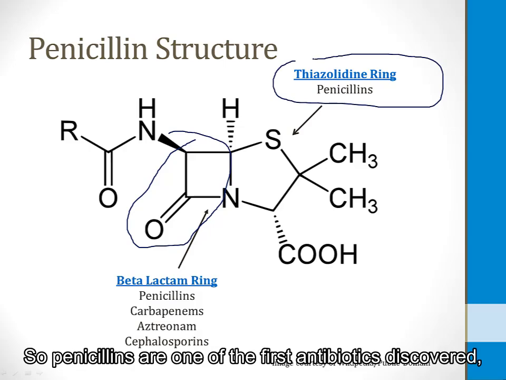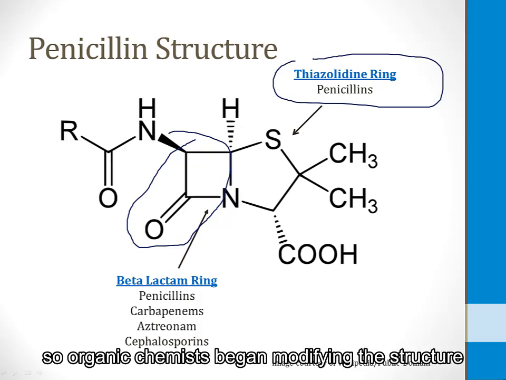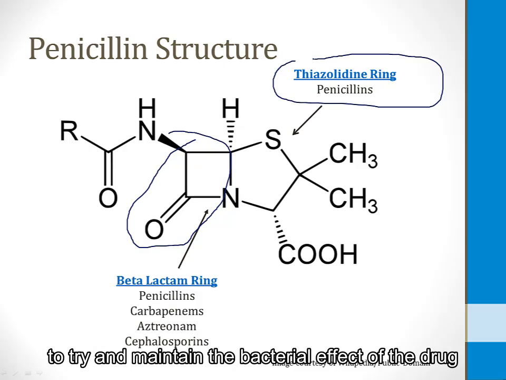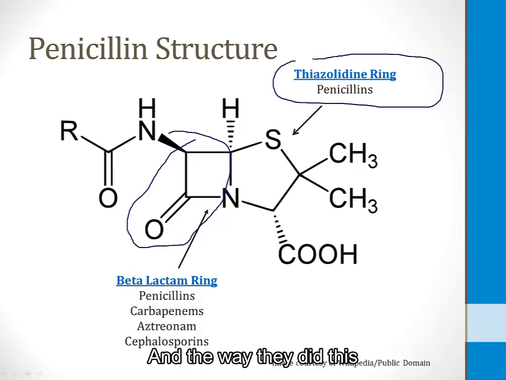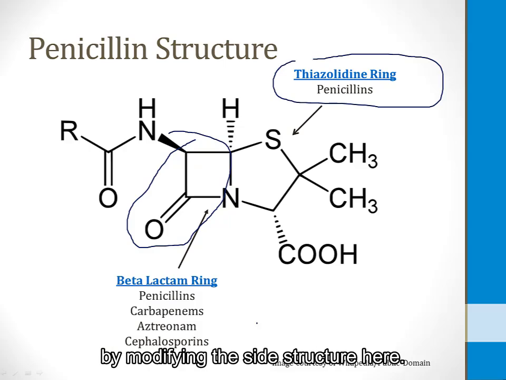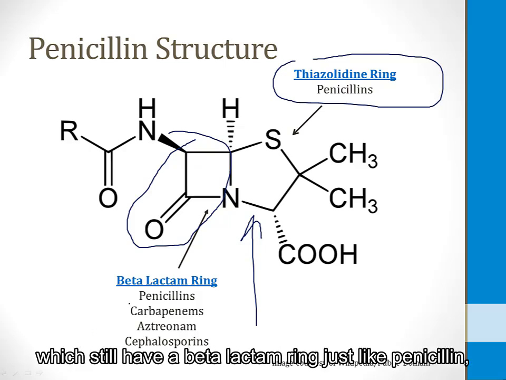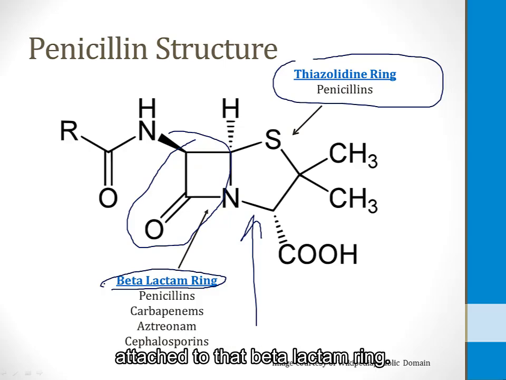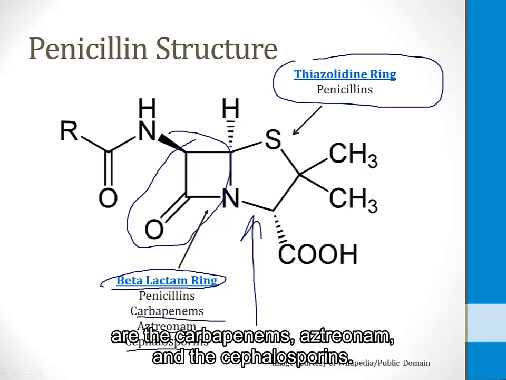So penicillins were one of the first antibiotics discovered, but over time bacteria began to become resistant. So organic chemists began modifying this structure to try and maintain the bacterial effect of the drug, but try to get around the resistance of the bacteria. And the way they did this was by keeping the beta-Lactam ring, but modifying the side structure here. So we'll talk about in this module a number of antibiotics which still have a beta-Lactam ring just like penicillin, but they have different structures attached to that beta-Lactam ring. And the three groups of antibiotics that are beta-Lactams but are not penicillins are the carbapenems, aztreonam, and the cephalosporins.